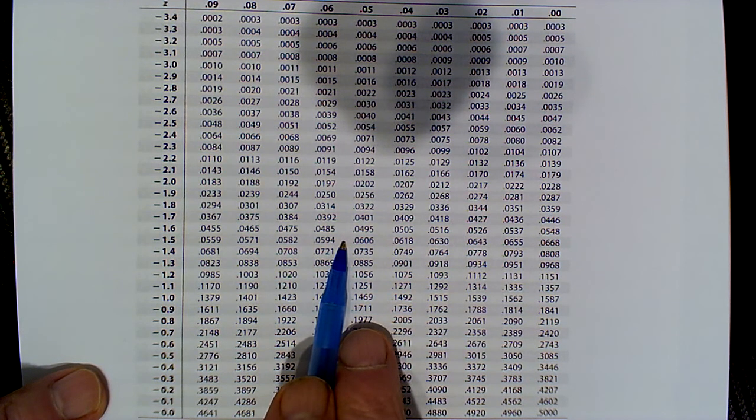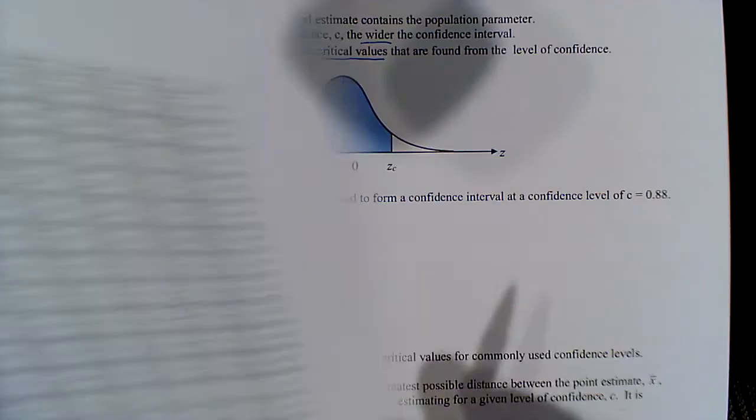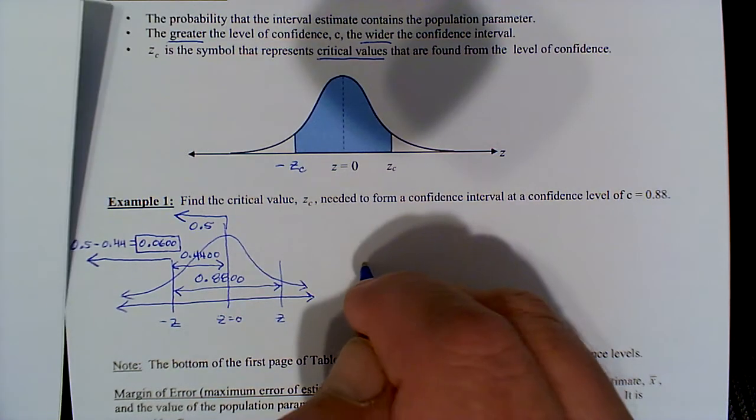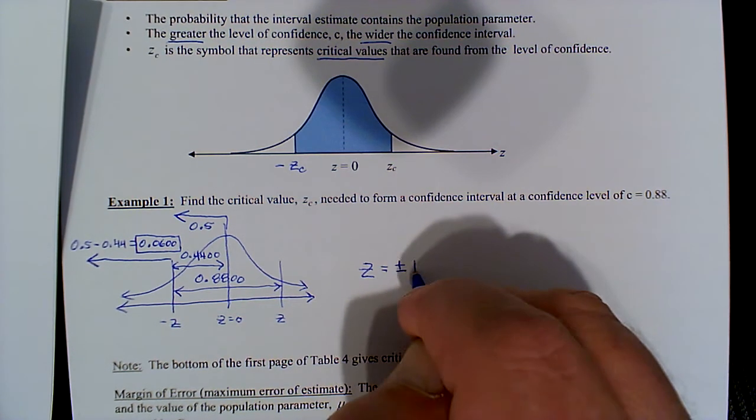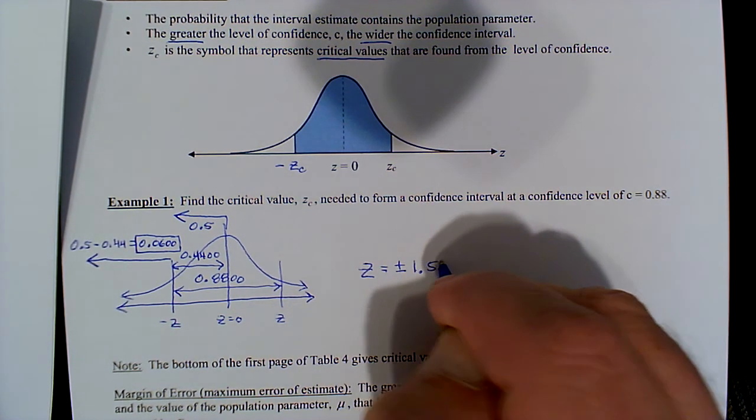So recall from the past that when it falls exactly between, as it does in this case, we're going to split the difference. So it's between negative 1.55 and negative 1.56. So we'll use negative 1.555. So our z-score, we'll say, is plus or minus 1.555.